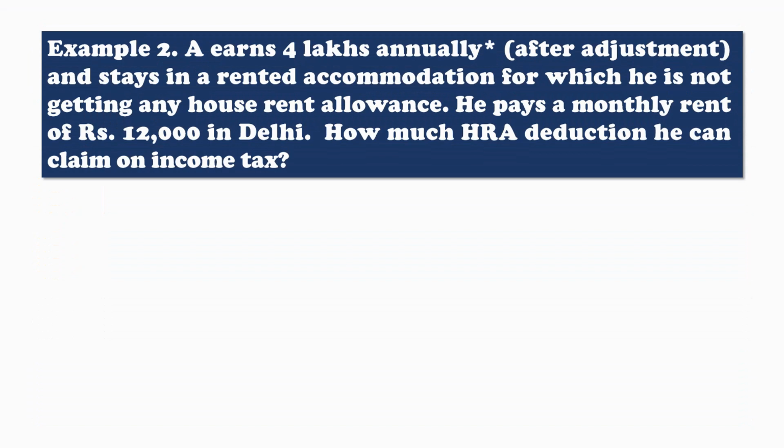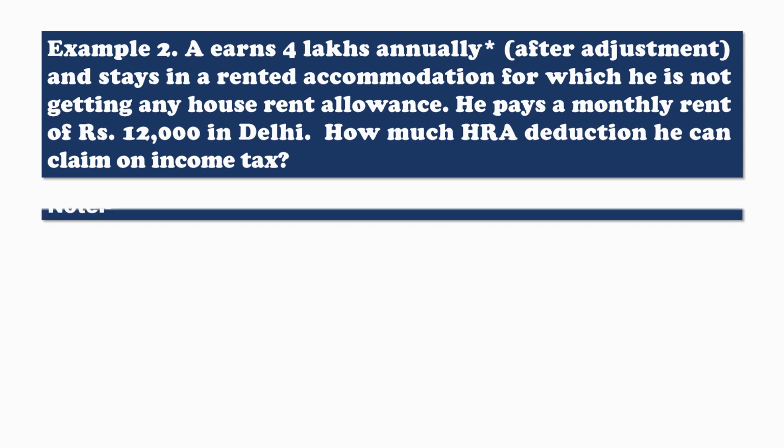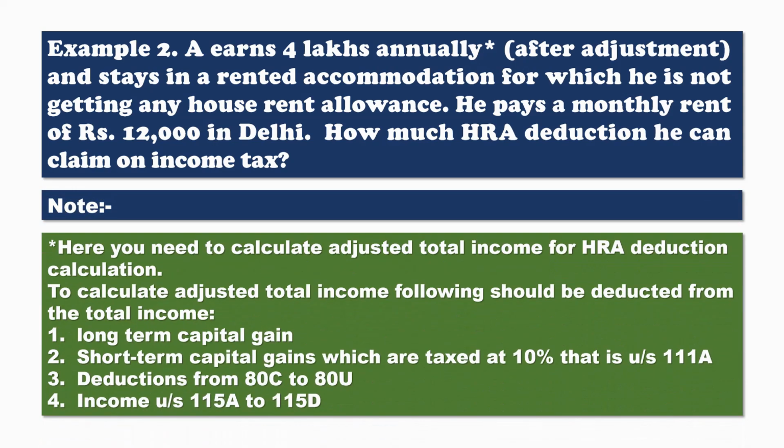Let's see another example for better understanding. Mr. A earns 4 lakhs annually after adjustment and stays in a rented accommodation for which he is not getting any house rent allowance. He pays a monthly rent of 12,000 rupees in Delhi. Calculate his HRA deduction. Here, adjusted total income means total income less long-term and short-term capital gains, less deduction under sections 80C to 80U, and less income under sections 115A to 115D.